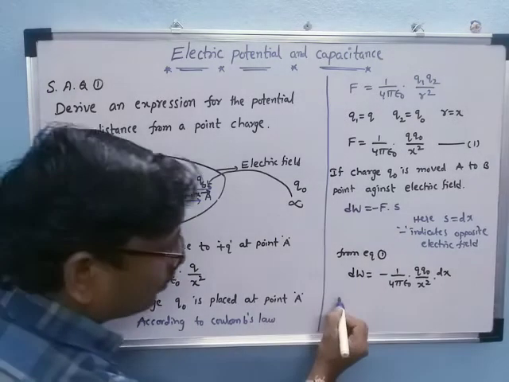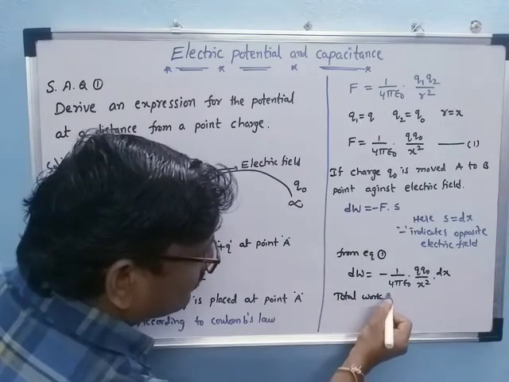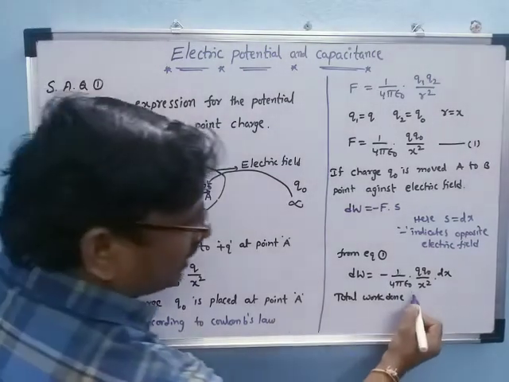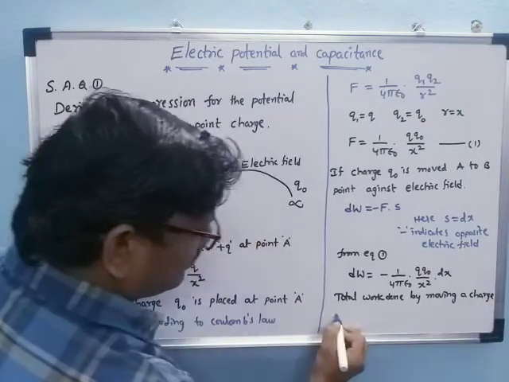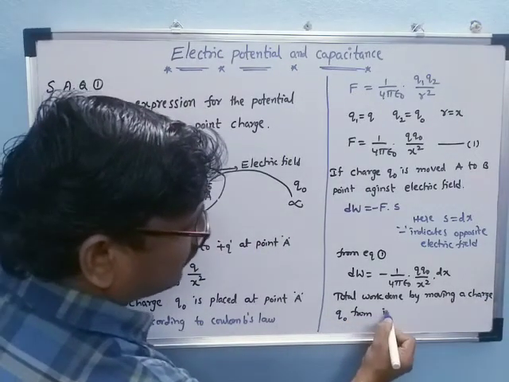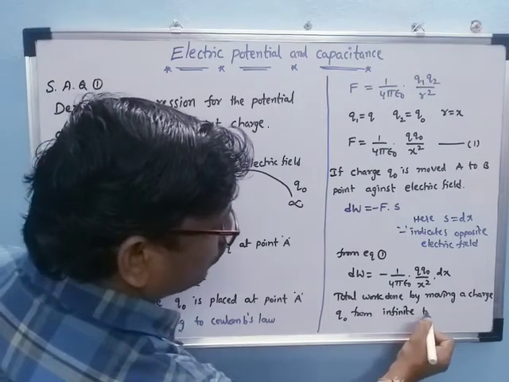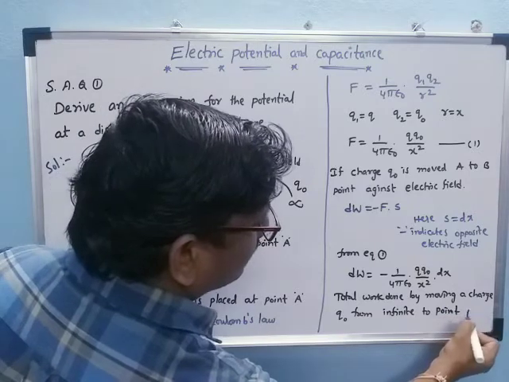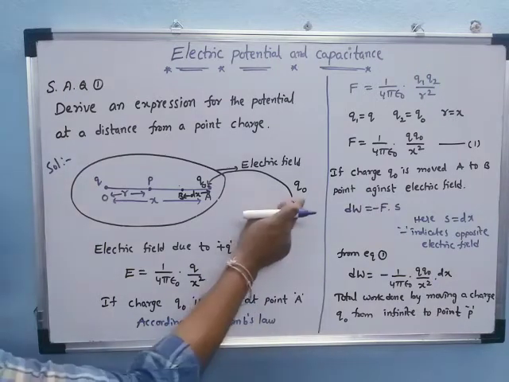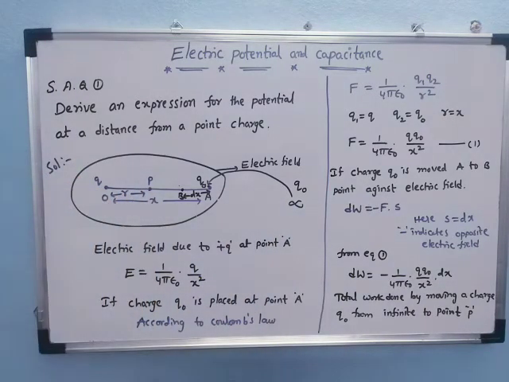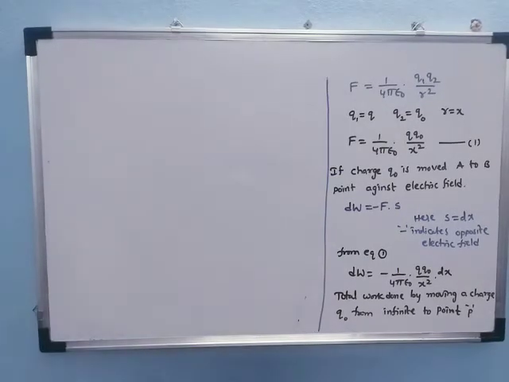What we can find out is the total work done by moving a charge q naught from infinity to point P. So the total work done by moving a charge q naught from infinity to the P point is nothing but the integration of the above equation.